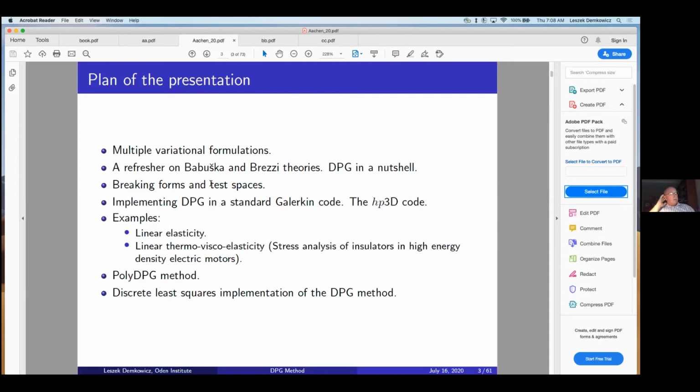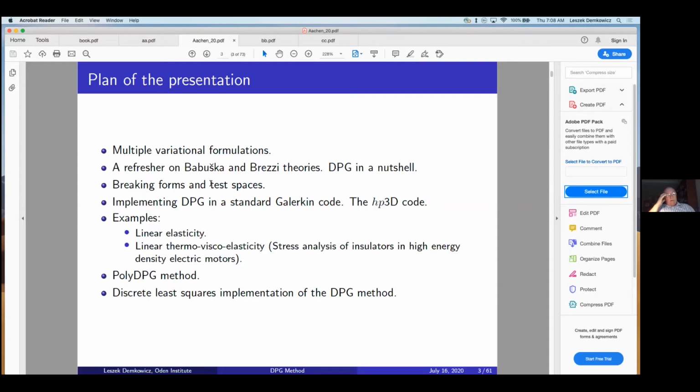So I will go first through the concept of deriving multiple variational formulations for one and the same problem. I usually try to make a presentation very specific and choose a model problem that we can use as a basis for our discussions. Given the engineering audience today, I chose the problem that everybody should be familiar with, that is linear elasticity. So we'll use linear elasticity to go over the concept of multiple variational formulations.